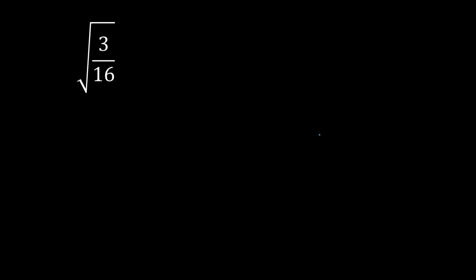Now when you deal with fractions, we've already said that you can break apart the fraction into two radicals, where we would have the square root of 3 over the square root of 16. And the square root of 16 is going to be 4. So my solution would be the square root of 3 over 4.